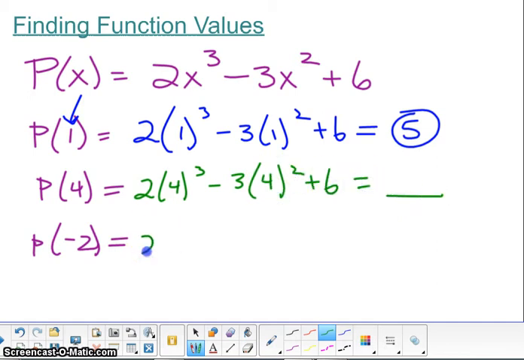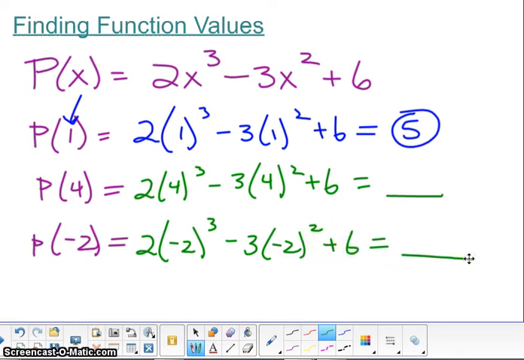And then the last one, negative sign, be careful, just use those parentheses, that will help distinguish between what is going to be a positive answer and what's going to be a negative answer. So go ahead and push pause and get your calculator out and solve those two function values.